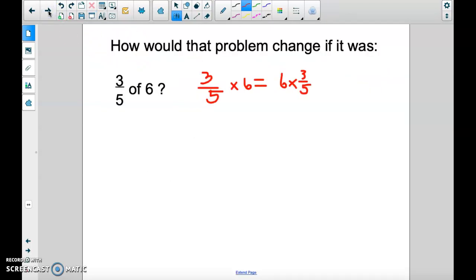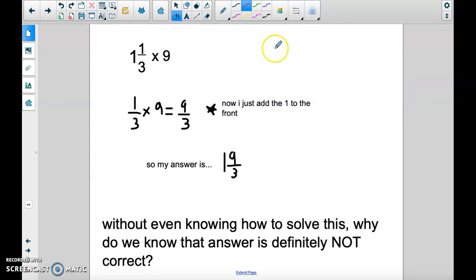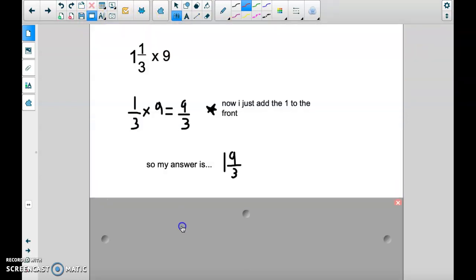All right, so last one. Ready for it? 1 1/3 times 9. Go ahead and pause the video, solve it, try your best, and then when you're ready, hit play. So if I think about how I solved it, I knew I had to do 1/3 times 9, which got me 9/3. And I have this extra 1 on it, so I just slapped it on the end. It became 1 9/3. So that's how I did it.